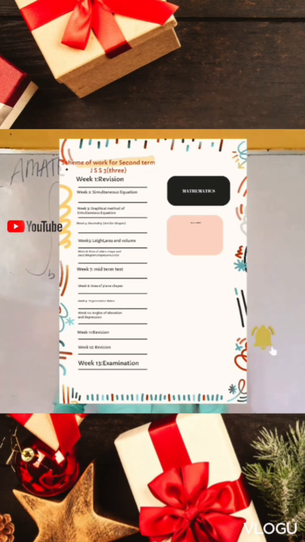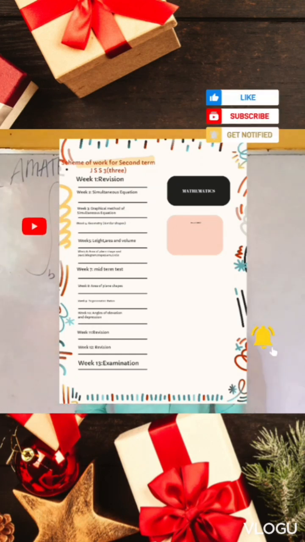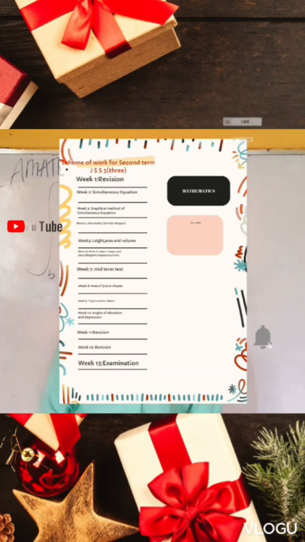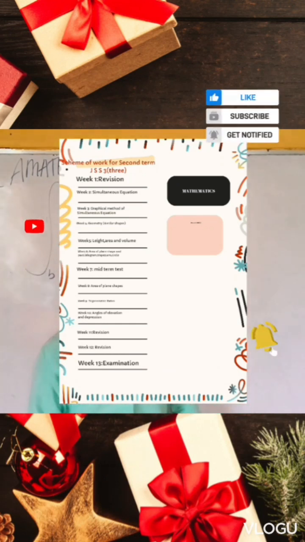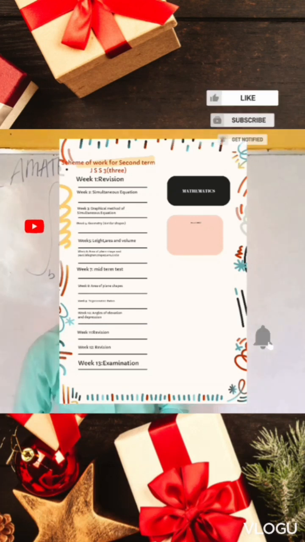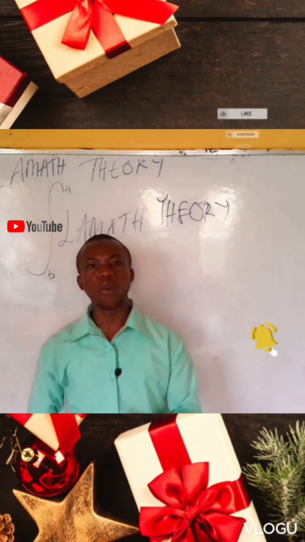Their week 3 is the graphical method of simultaneous linear equations. Their week 12 is revision and week 13 is for examination. So that is the JSS1 to JSS3 scheme of work.